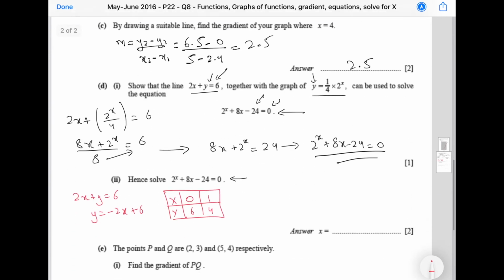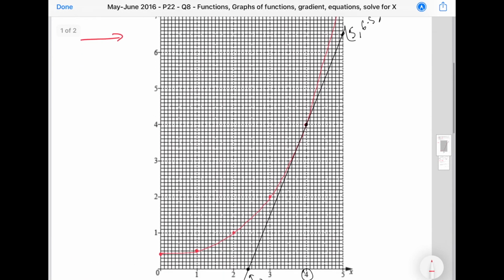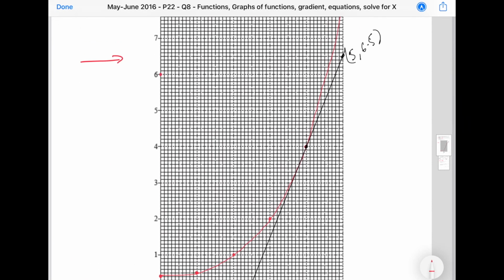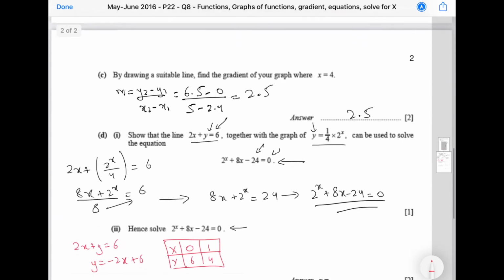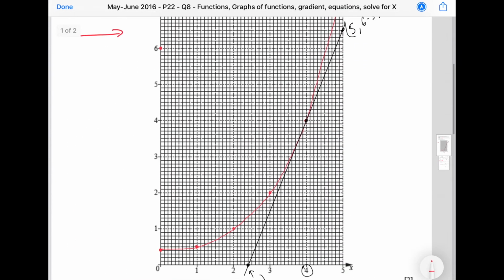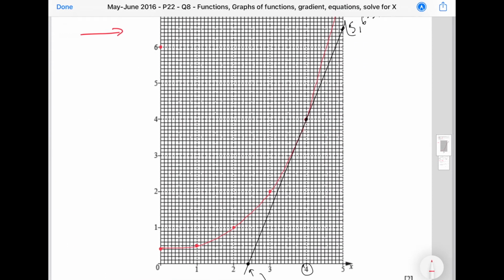So when x is 0, y is 6. It is going to be over here. And when x is 1, y is 4. X is 1, y is going to be 4.